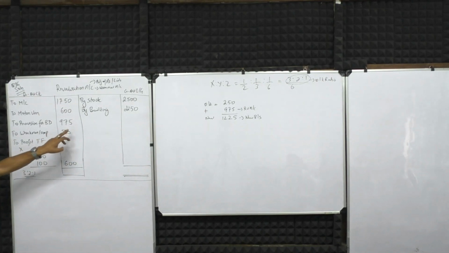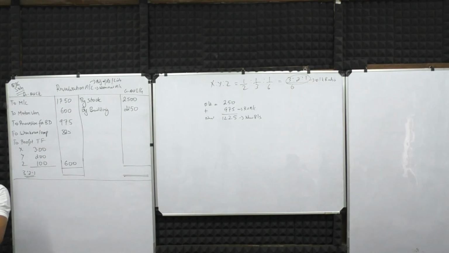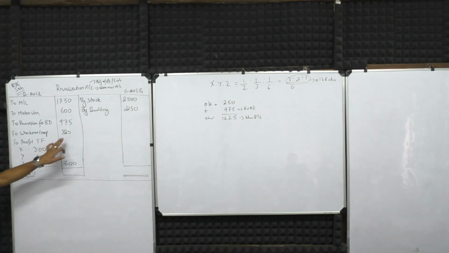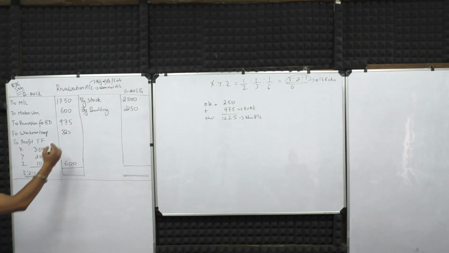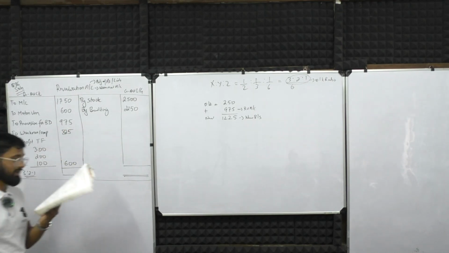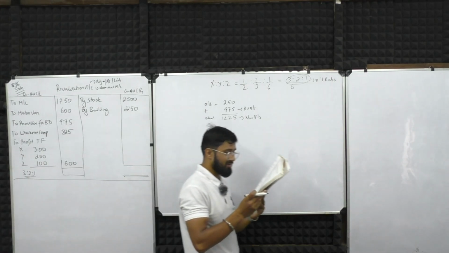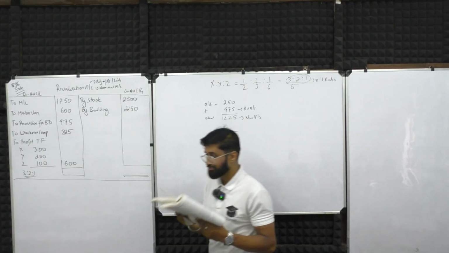Next, liability for workmen's compensation to the extent of 825 is to be created. It is a new liability on the balance sheet. A liability increase is a loss, so it goes on the debit side. Then we prepare the new balance sheet and the partners' capital accounts.